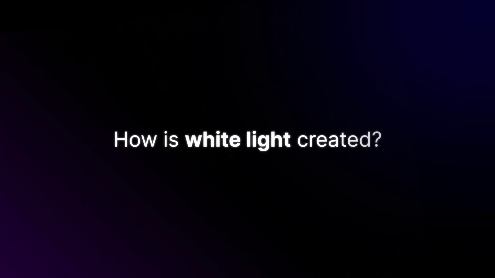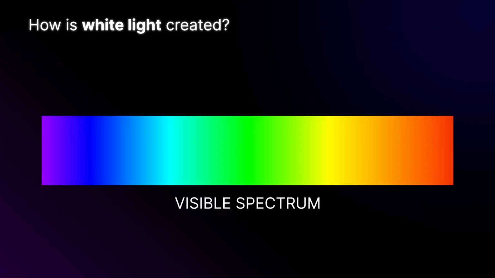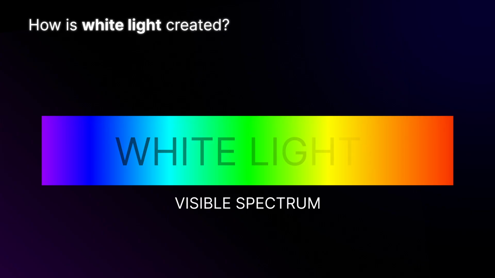To understand this, we first need to take a step back and take a closer look at white light. Let's once again look at the visible spectrum. Here we can see the individual spectral colours, from violet to red. What we do not see here, however, is white light.